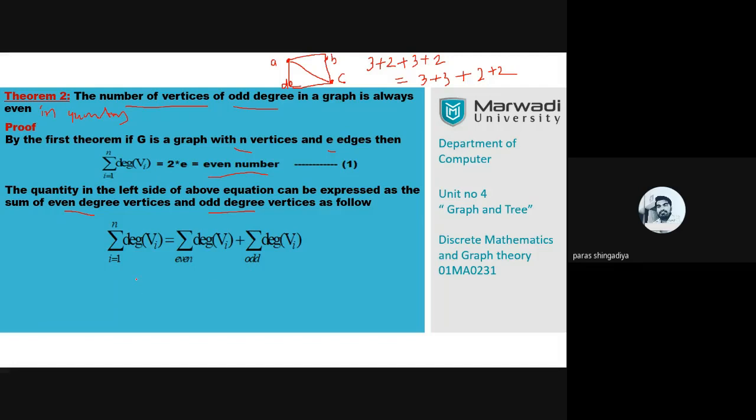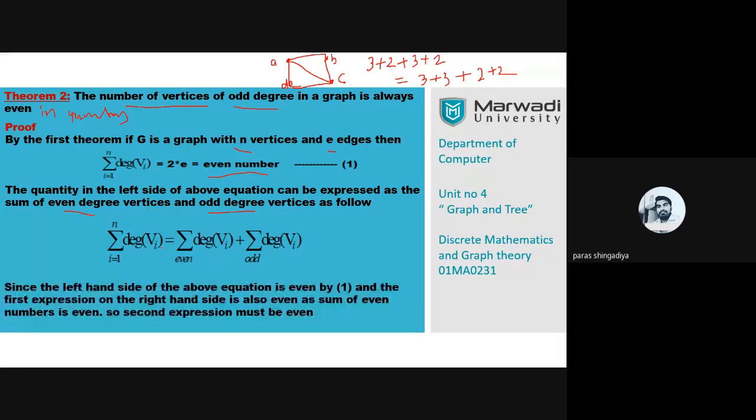And now this value, the sum of i from 1 to n degree of vi, this side. What is the answer of this side? That is 2 times e, and 2 times e means an even number. So this is your even number. This box is always an even value. Here 10 will come, 12 will come.